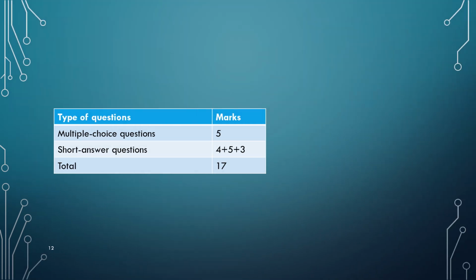Five multiple-choice questions are awarded 5 marks, and 3 short-answer questions are worth 12 marks in light as a particle. The overall score for this section is 17 points. With a total possible score of 130 points, the percentage for this section is 13.1% of the total score.